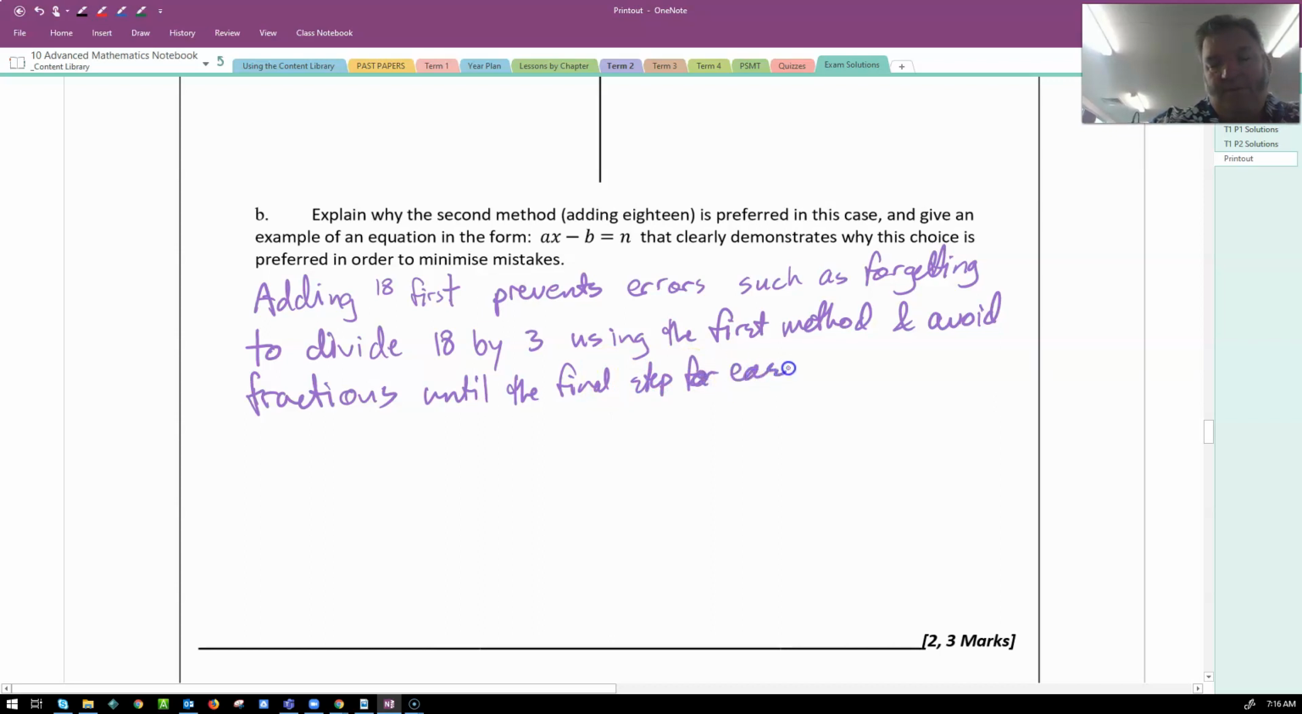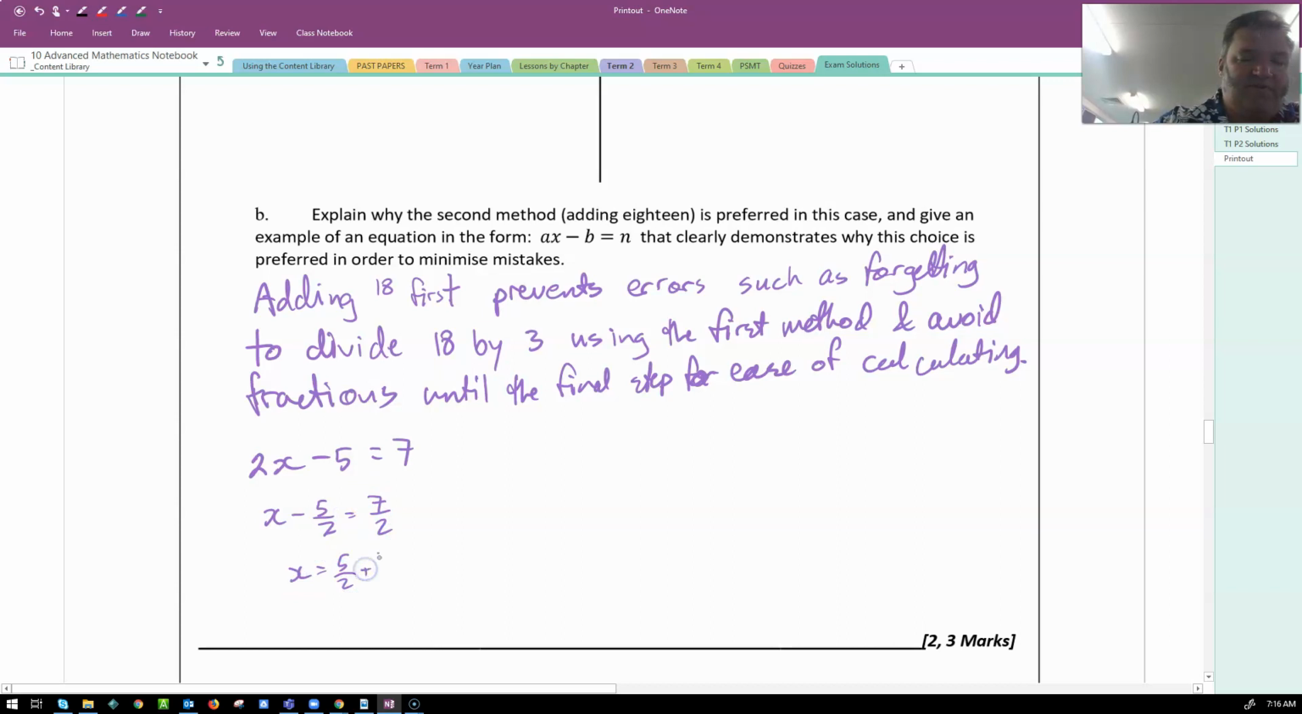It says to come up with an example of why it might be easier. Let's just consider, all you really need to do is make sure there's no common factor between A and B. So why don't I just keep the numbers simple? 2x minus 5 equals 7. Okay, let's do it by dividing by 2 first. I'm going to be left with x minus 5 over 2 equals 7 over 2. x equals 5 over 2 plus 7 over 2, x equals 12 over 2, x equals 6. Can certainly get there doing it that way.